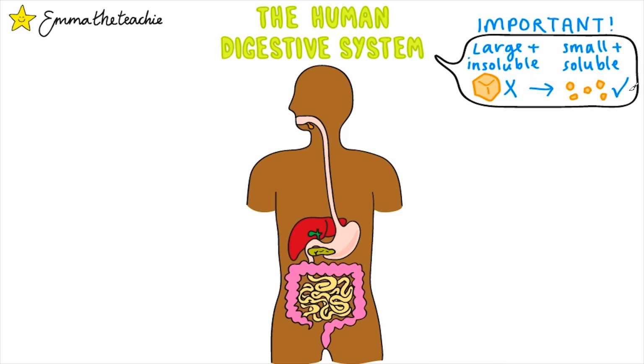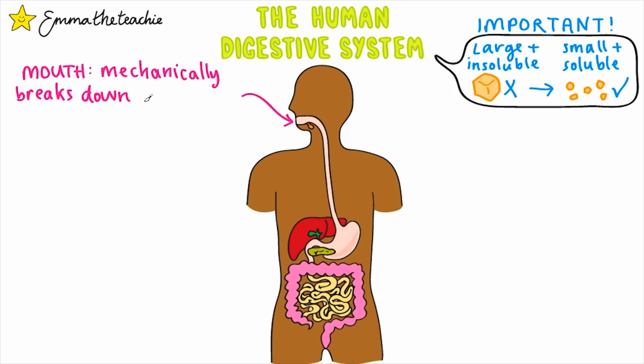The GCSE specification assumes knowledge of the digestive system from Key Stage 3 science, so it's important that we recap that first. Let's start by going over what each organ does. To start, we've got the mouth. This takes in the food and mechanically breaks it down with the teeth. It then gets mixed with saliva.